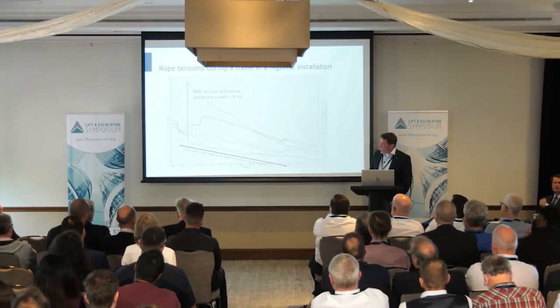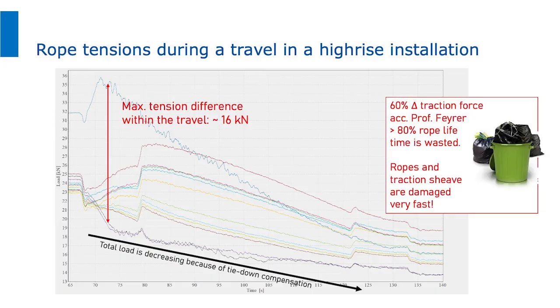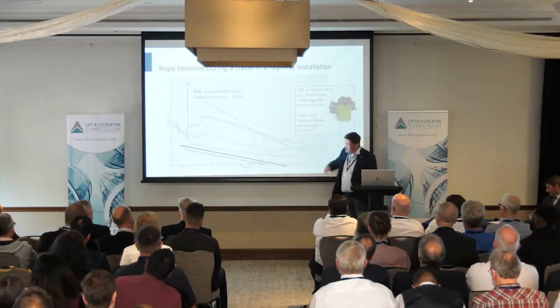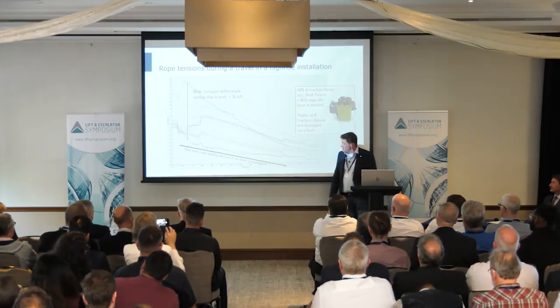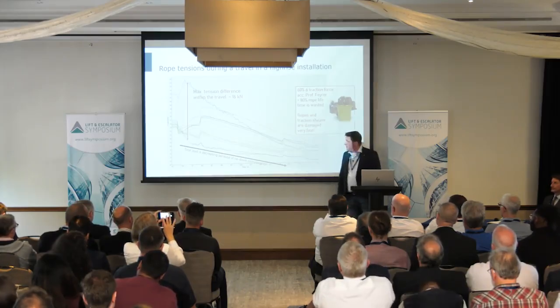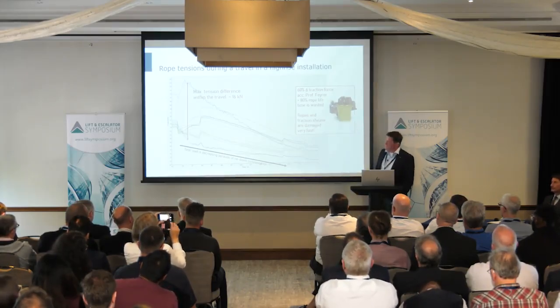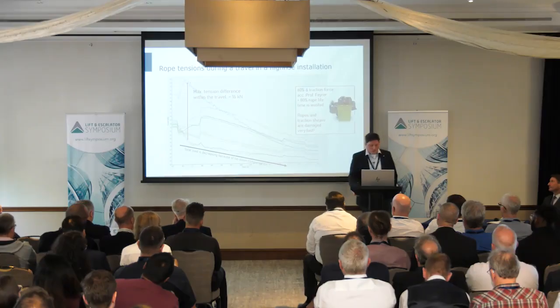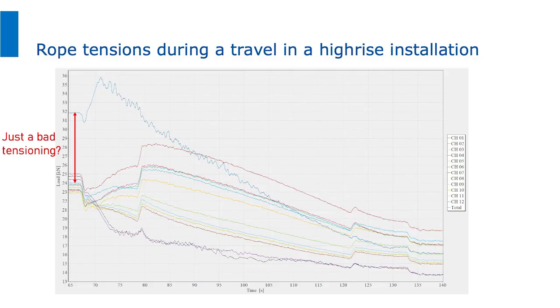So what is that? That is wasting the rope lifetime for sure. And for such an installation, that costs millions. Having 16 kilonewton difference with an average load of 25 kilonewton means we are roughly wasting 80% of the rope lifetime. But what is happening there?